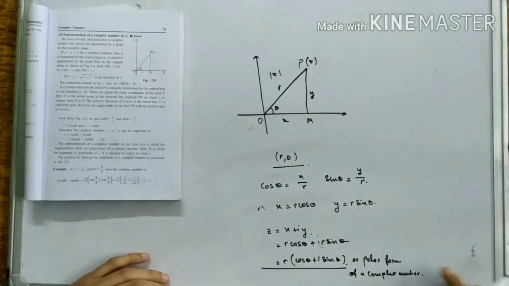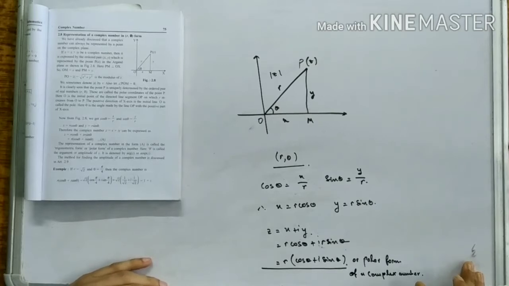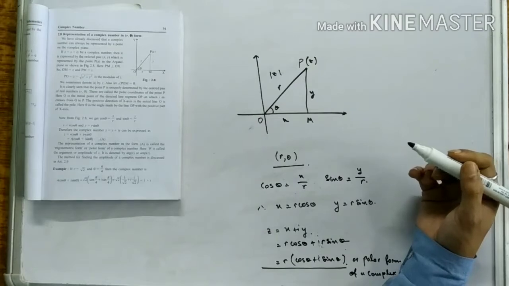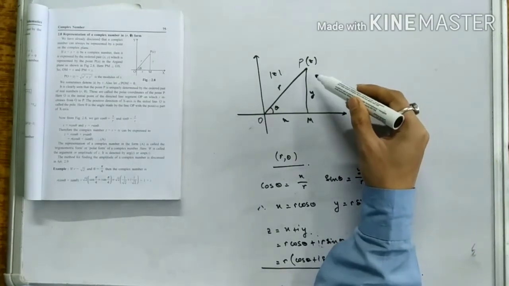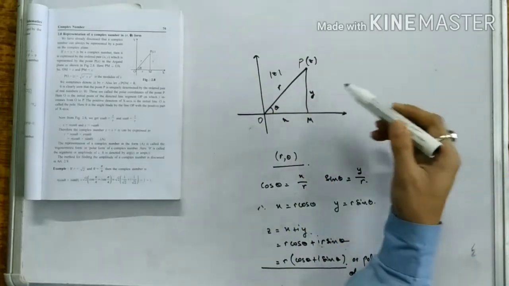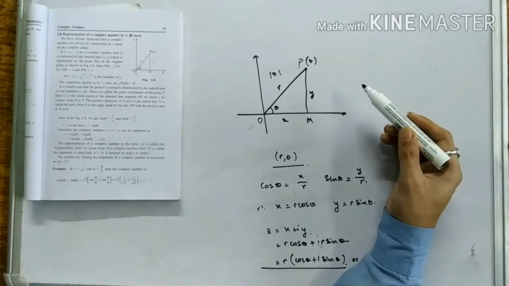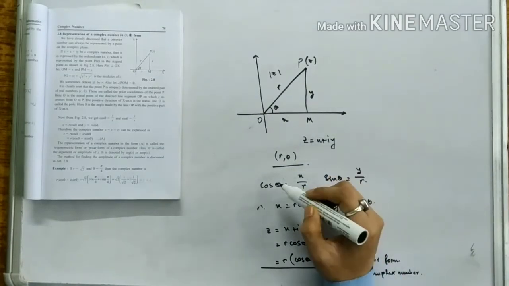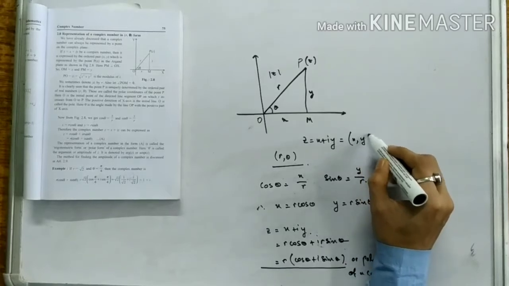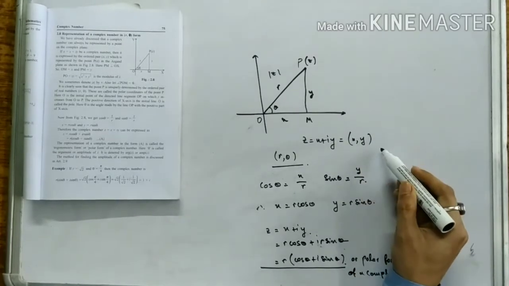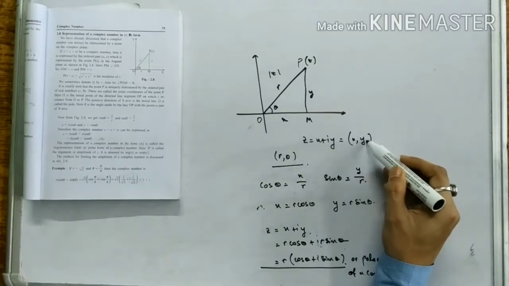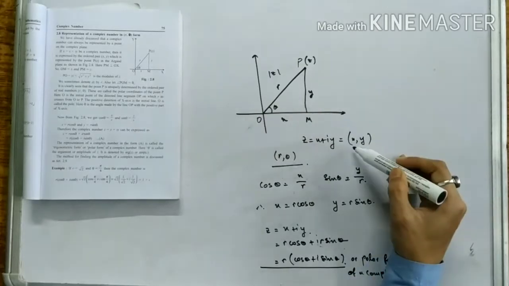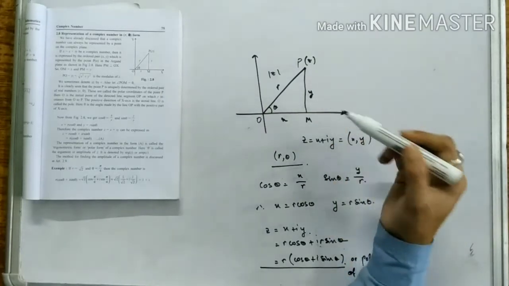Now let me tell it from the beginning. We have already learned that a complex number can be expressed as a point on the Argand plane or the complex plane. Let this be a complex number x plus iy. I can write it as an ordered pair (x, y), and this (x, y) represents a point on the Argand plane whose x coordinate is small letter x and y coordinate is small letter y.